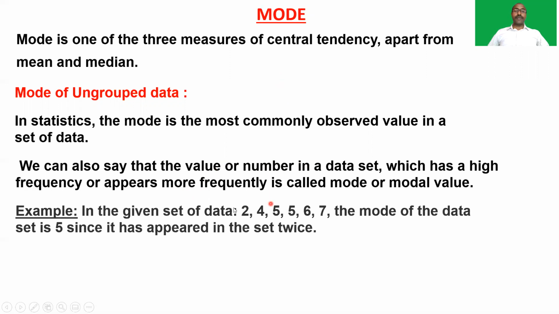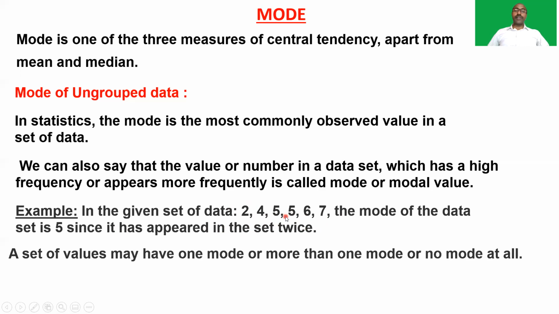For example, in the given set of data 2, 4, 5, 5, 6, 7, the mode of the data set is 5 since it has appeared in the set twice. So here 5 comes twice, so the mode of this data is 5.